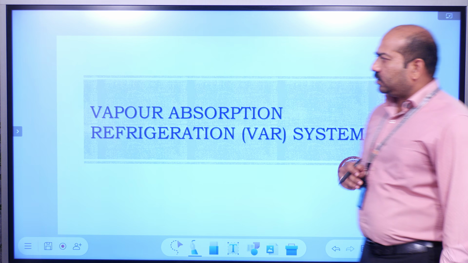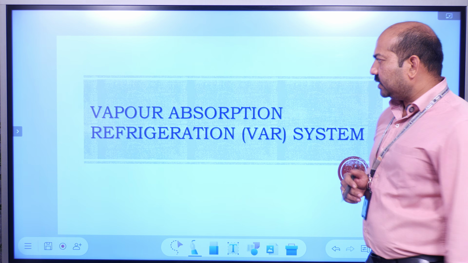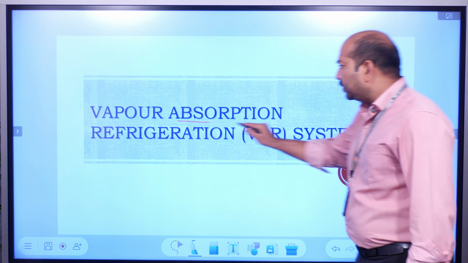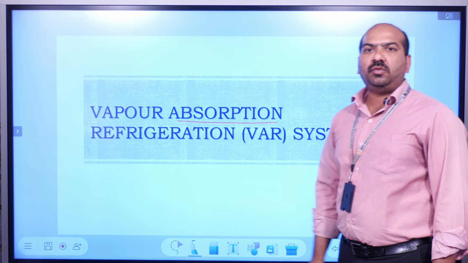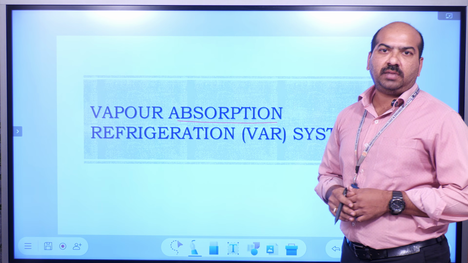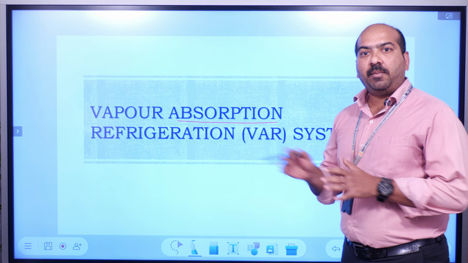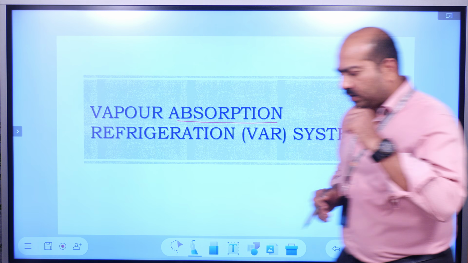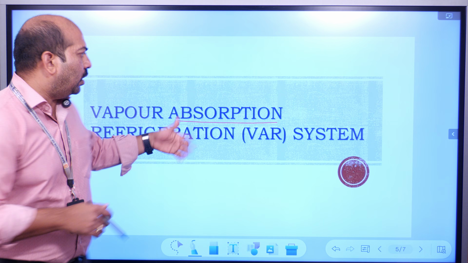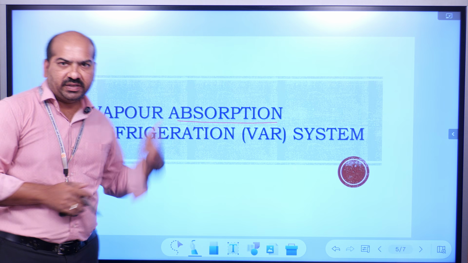So in the next concept, we are going to discuss the vapor absorption refrigeration system. Previously, we discussed the vapor compression refrigeration system. Here we are going to discuss the vapor absorption refrigeration system. So let us try to understand what makes the difference between the vapor absorption and VCR system.